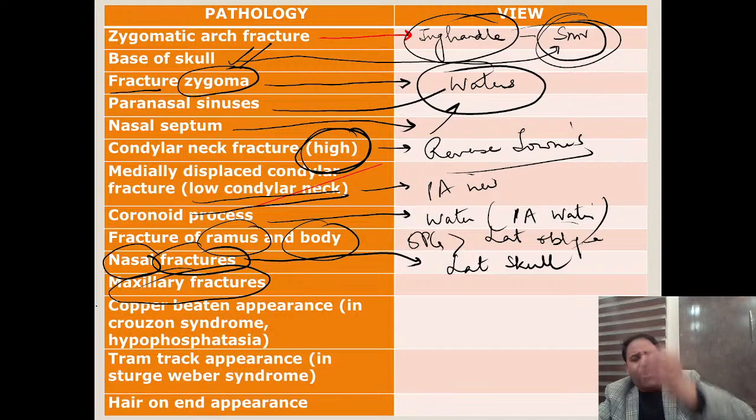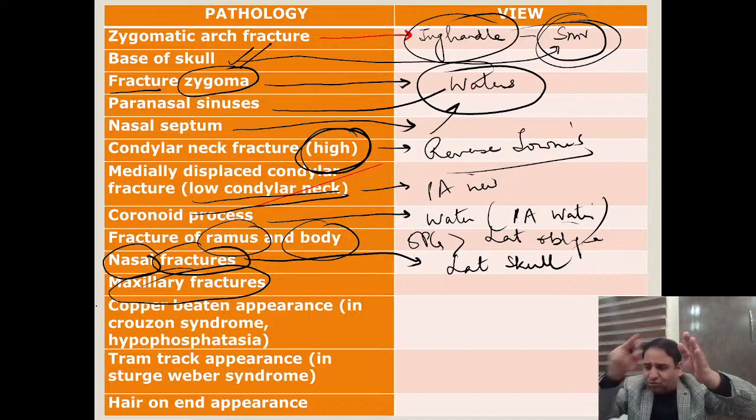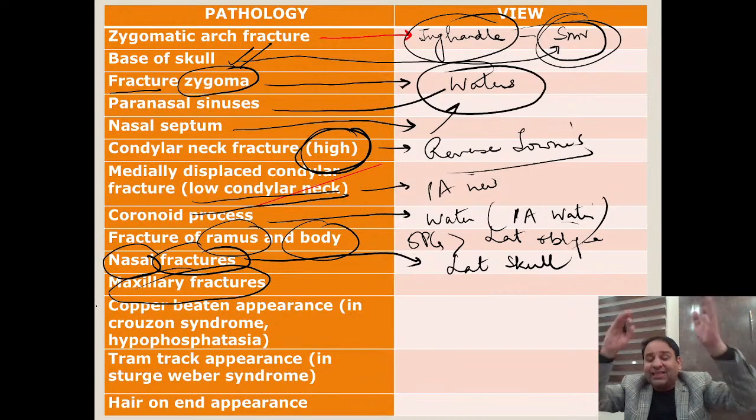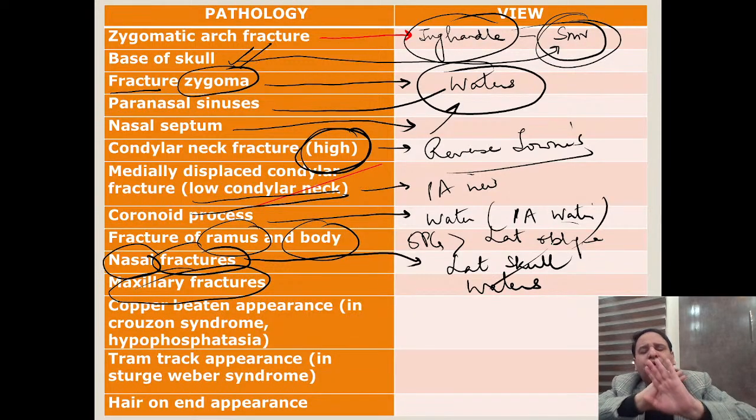All maxillary fractures, be it Le Fort 1, 2, 3, Campbell lines, Trapnell lines, elephant lines. Remember all these things? Elephant lines, the 3 lines we had told. And then all those Campbell lines, the last lowermost Trapnell line running along the lower border of mandible from one ramus to the other. All these are seen in Waters view.